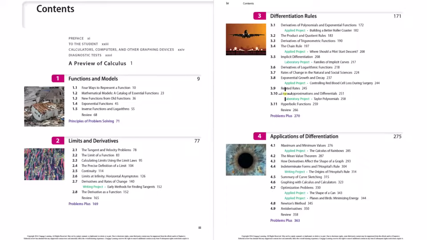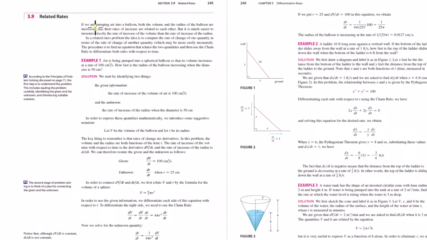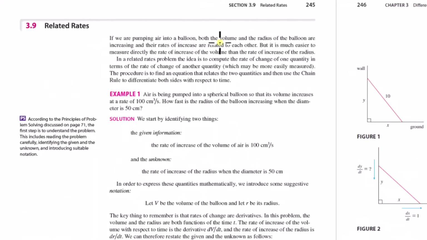Okay, related rates. If we are pumping air into a balloon, both the volume and the radius of the balloon are increasing, and their rates of increase are related to each other. But it is much easier to measure directly the rate of increase of the volume than the rate of increase of the radius. In a related rates problem, the idea is to compute the rate of change of one quantity in terms of the rate of change of another quantity, which may be more easily measured. The procedure is to find an equation that relates the two quantities and then use the chain rule to differentiate both sides with respect to time.